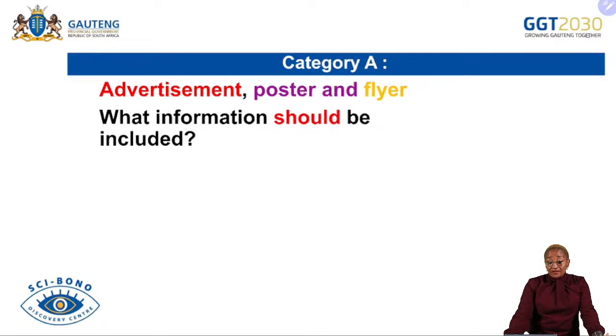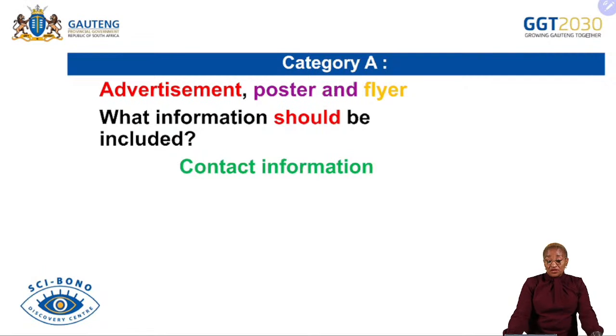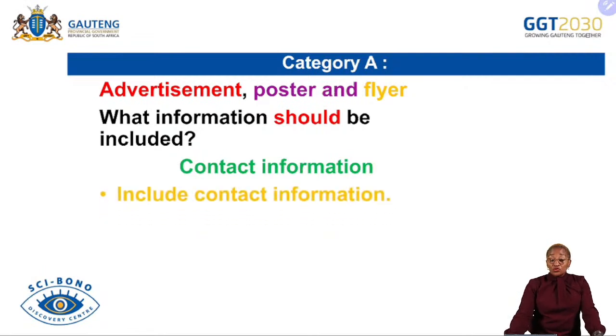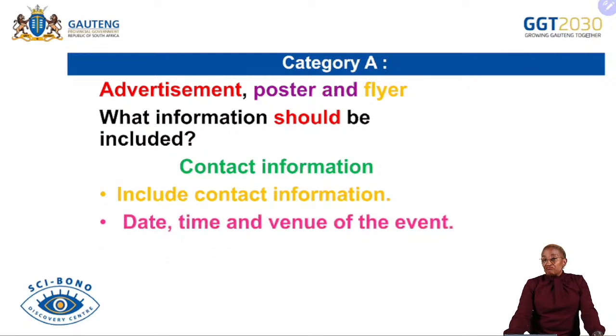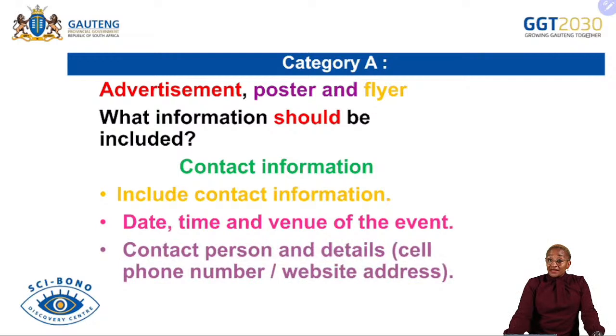Still on that, the last thing that you need to put is the contact information. Include contact information: the name of the person that people should contact, the date, the time, and the venue of the event. Regarding the contact person, you are more than welcome to also include the website address or the cell phone numbers or any other information that would make it easier for people to contact that particular person.